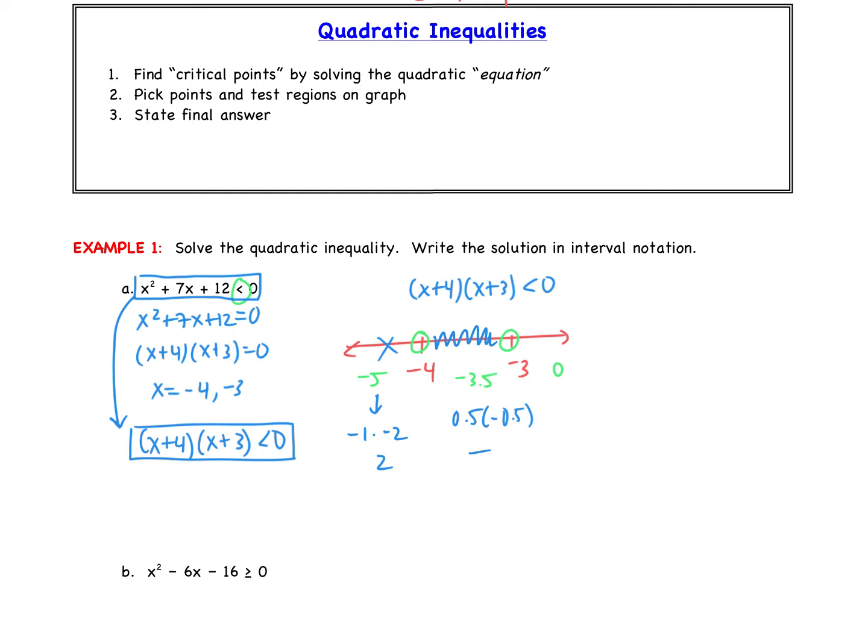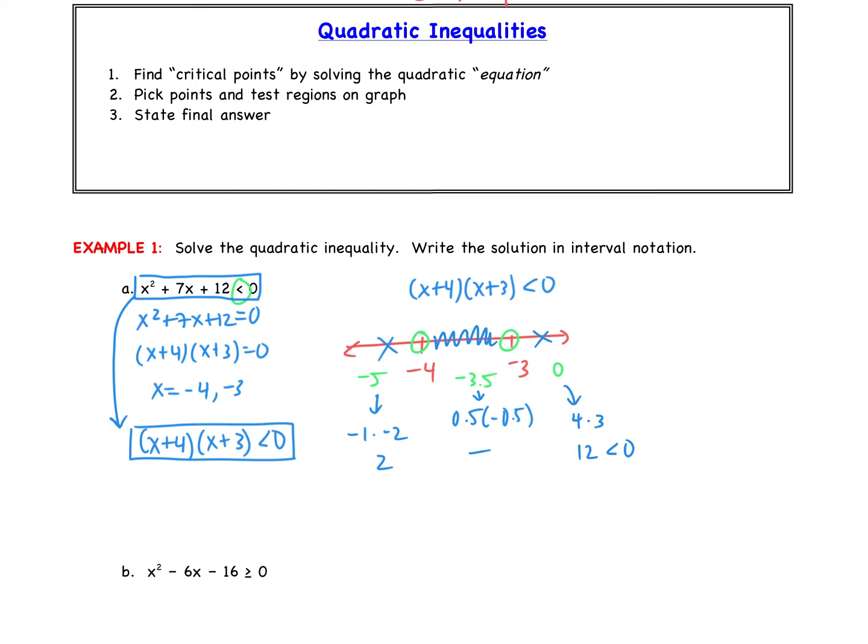You don't get to stop there, though. You don't just get to say, oh, I found the solution, I'm done. Because the right part of the number line could also be part of the solution. So we still have to plug in 0. If I plug in 0, 0 plus 4 is 4. 0 plus 3 is 3, which gives us 12. So is 12 less than 0? No, it's not.